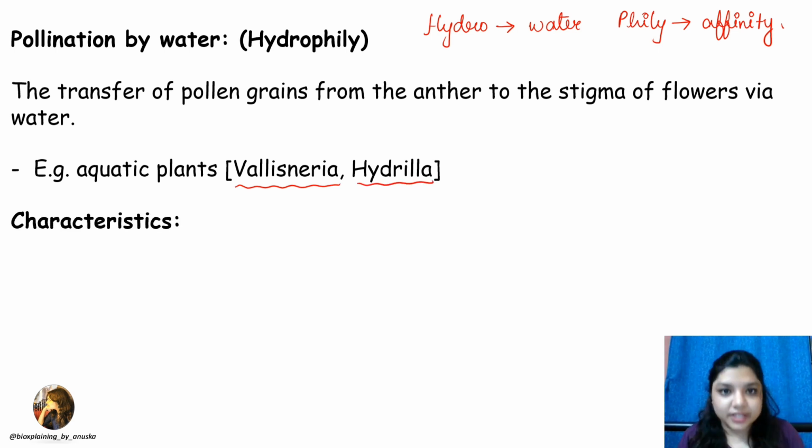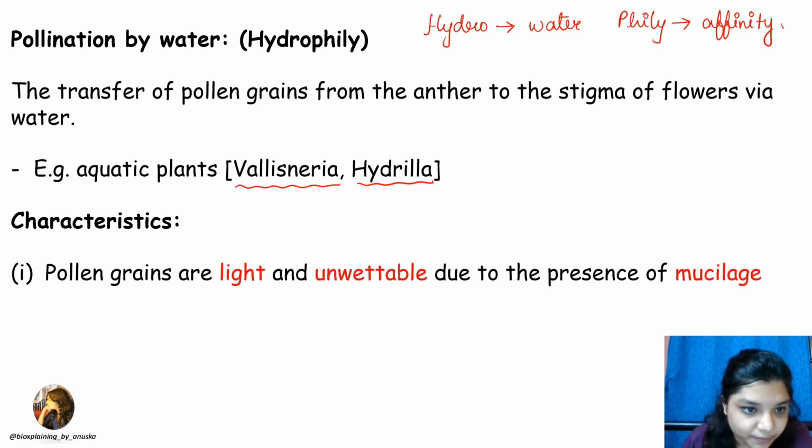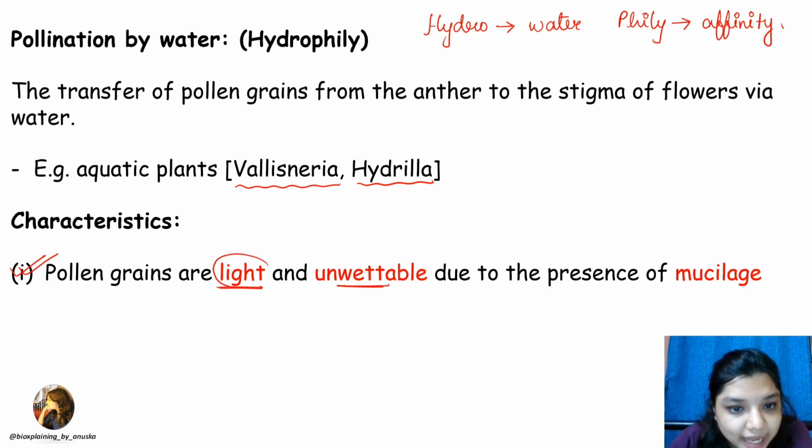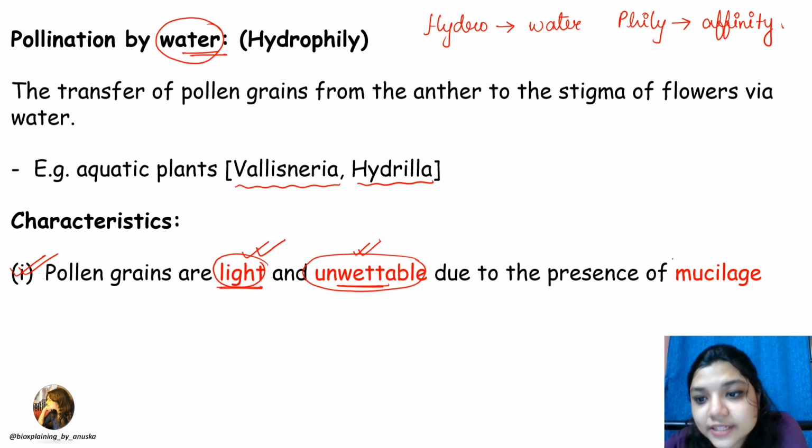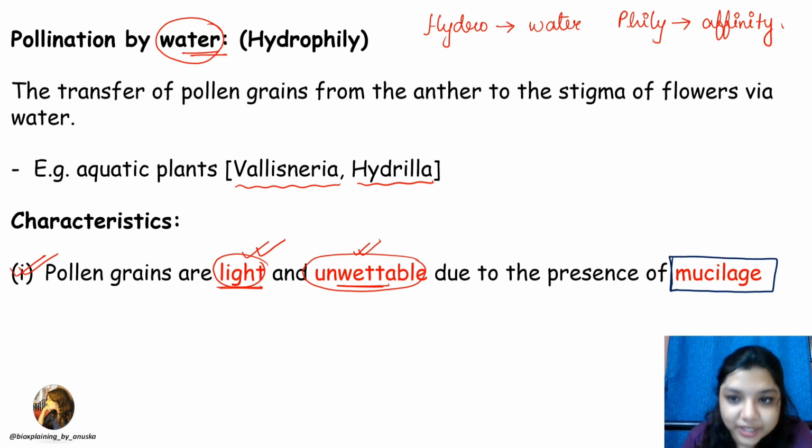So what are the characteristics of these water pollinated plants? The first is that the pollen grains are light and they should be unwettable. Why should they be light? Why should they be unwettable? Because these pollen grains will have to survive in water, right? So they need to be light so they can very easily float, and they need to be unwettable, otherwise the water will destroy them, right? So the presence of a substance that is known as the mucilage helps to make these pollen grains unwettable.